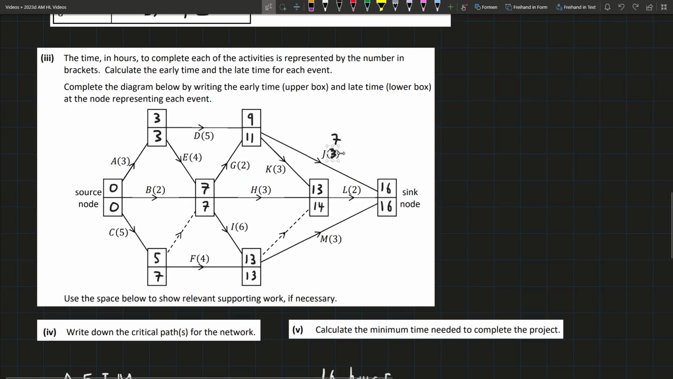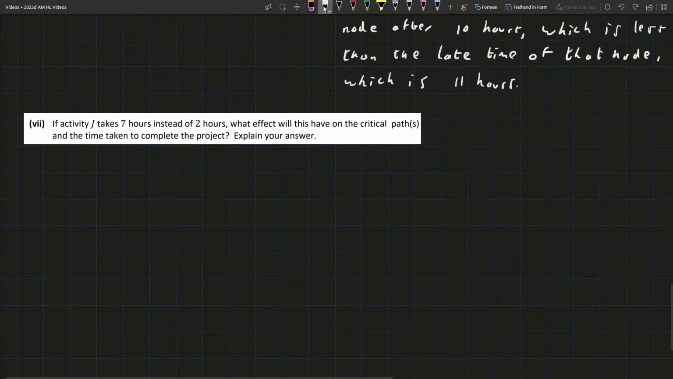So the only difference it makes is we can't delay this until 11 anymore, because 11 plus 7 is obviously going to be bigger than 16. So that means that the late time actually changes to 9. And that means that the early time and the late time are going to be the same. That means that this activity can't be delayed anymore, which means that that's going to become a critical activity. So what effect will this have on a critical path? First of all, J will become a critical activity.